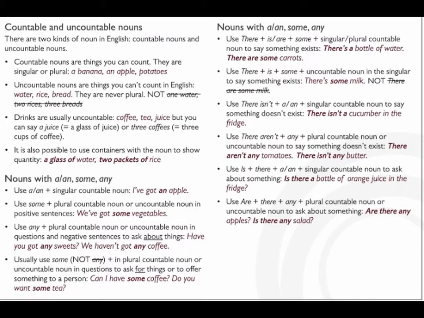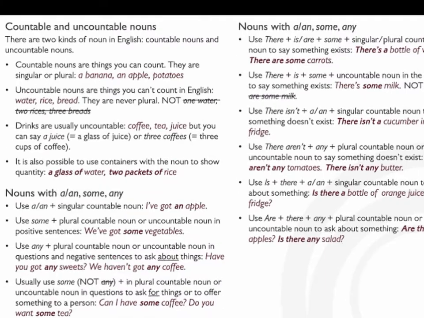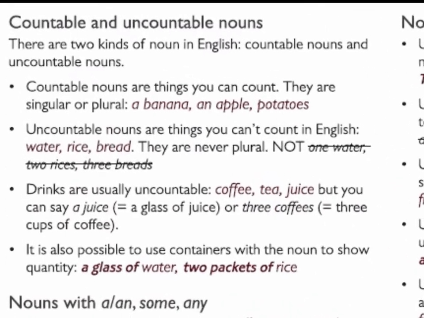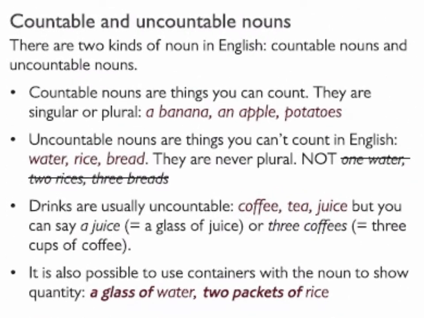Okay, now we continue to the countable and uncountable concept. The idea is that all the nouns are countable or uncountable. For example, a dog is countable, so we can count it. We can say one dog, two dogs, and so on.